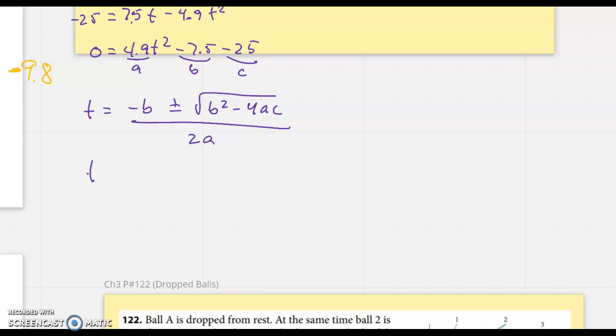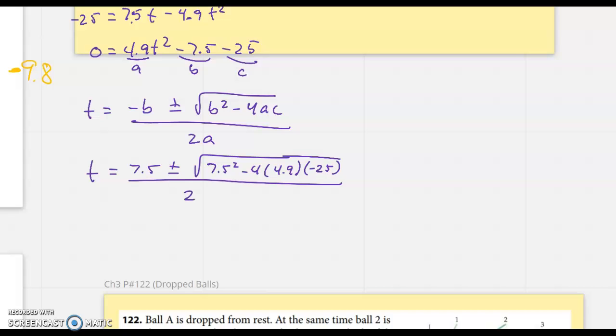Now, yeah, I know, that's a mouthful, but we can handle this. Negative 7.5 is just 7.5, plus or minus the square root of 7.5 squared minus 4 times 4.9 times negative 25. And then all of that is going to be over 2 times 4.9. Okay, so then you're just going to go ahead and put that into your machine.